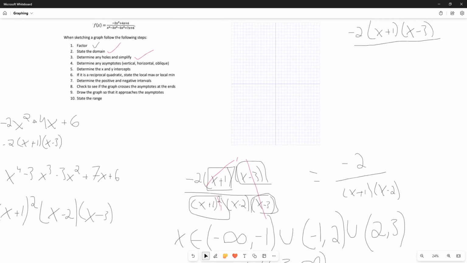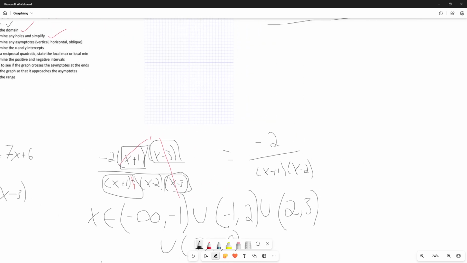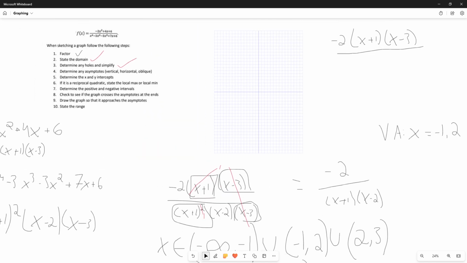So now we find the vertical asymptotes. The vertical asymptotes are whatever makes x not possible. So what x is not possible here? x cannot be -1 or 2. And then we move on to the next part.